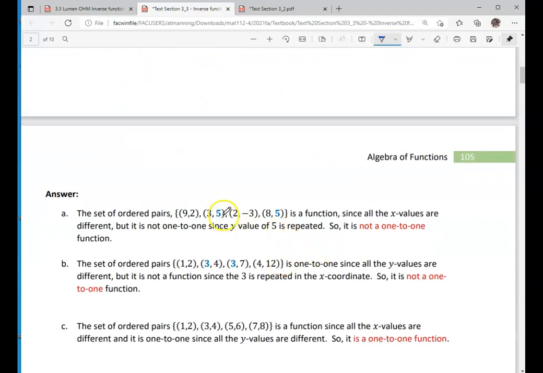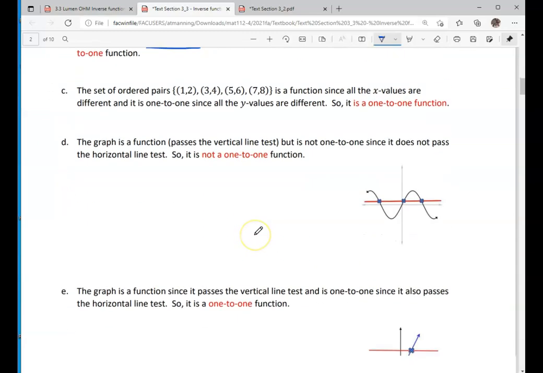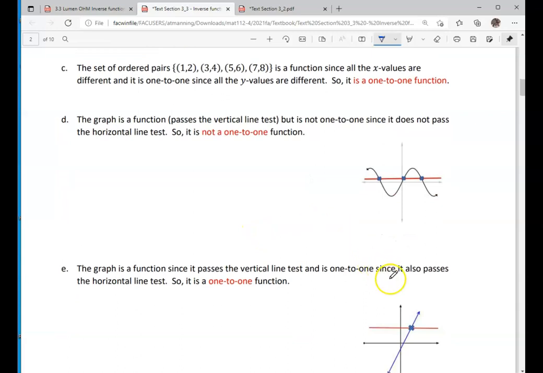So they go through the answers. Yep, not one-to-one because I got the same y, different x's. So it is a function, but it's not one-to-one. Different x gives me the same y. But that third one, it's not even a function, since 3 gives me two different values. Okay, so they explain those in the textbook as well.